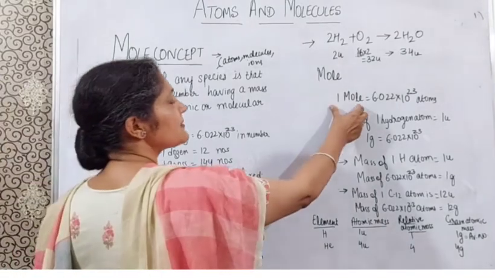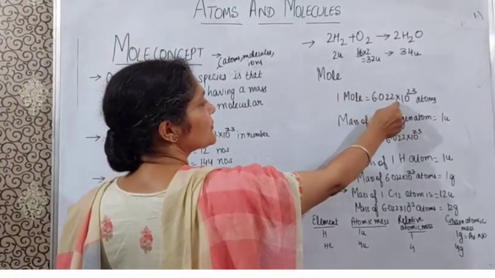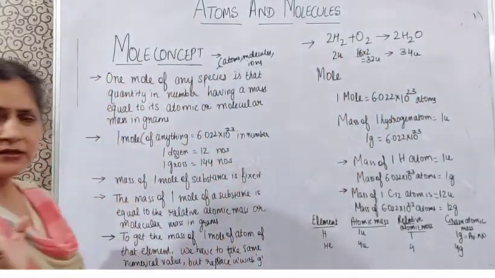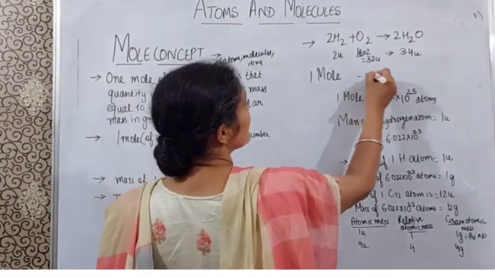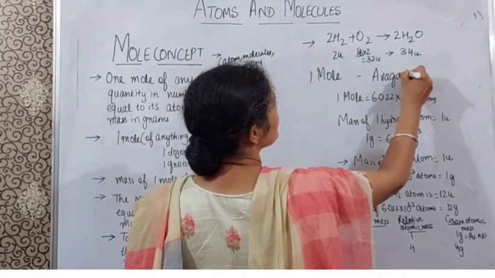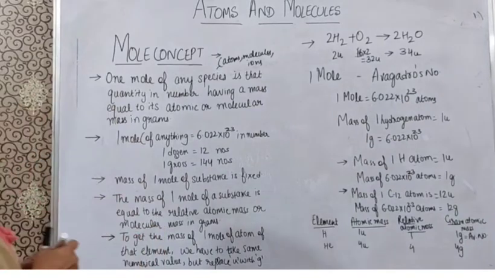1 mole is equal to 6.022 into 10 raised to power 23 atoms. Right students? This is known as Avogadro's number. I repeat, what is 1 mole?